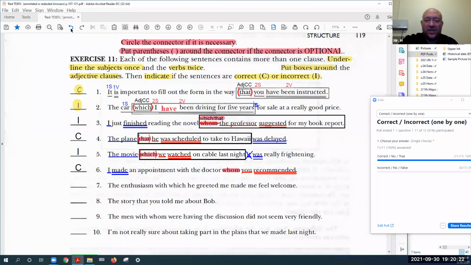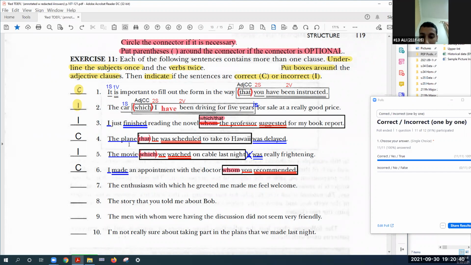Yeah. So, gentlemen, all of you are right. The sentence is correct. Whom you recommended. What about the connector here? Is this connector necessary or optional? Now everybody look at number 4 and 5. You see, I put parentheses. Yes. It's optional in 4, optional in 5. What about 6? Optional also. Correct. It's also optional. Well done, gentlemen.